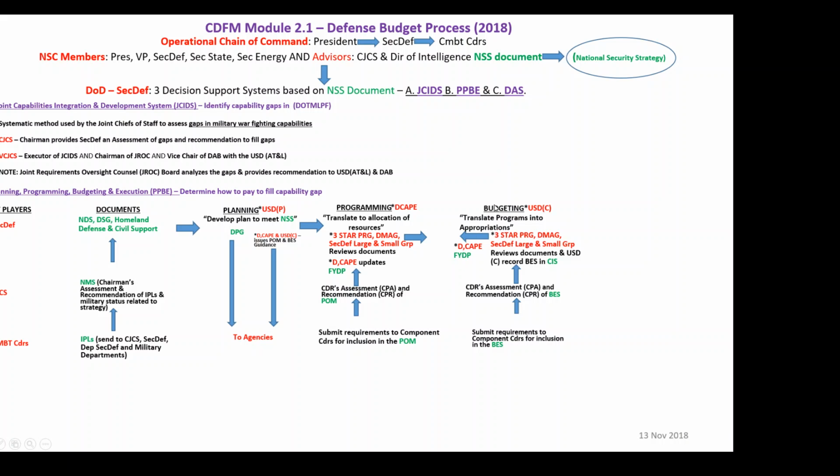And if you notice, the final document in planning was the DPG. The final document in the programming and budgeting phase is the Resource Management Decision. This is just saying we're updating the FYDP here. So an RMD for both goes forward. Remember, programming has an RMD and budgeting has an RMD, and they go forward to the Office of Management and Budget.